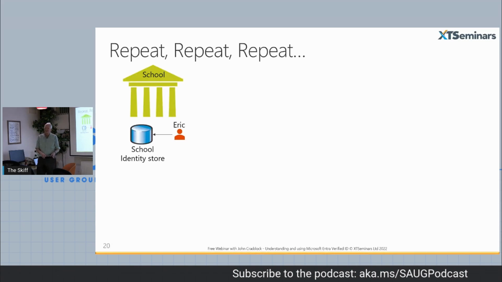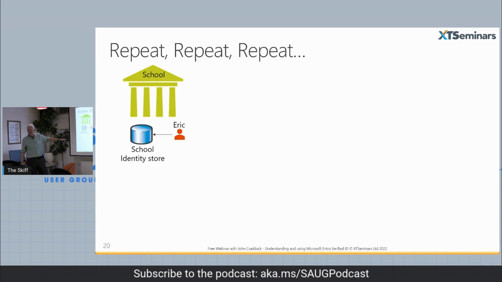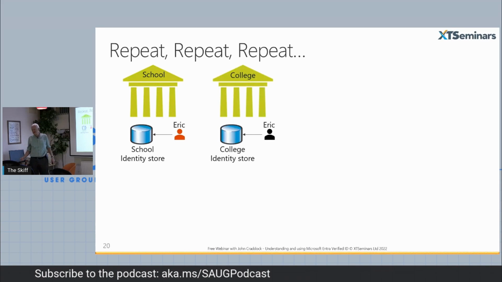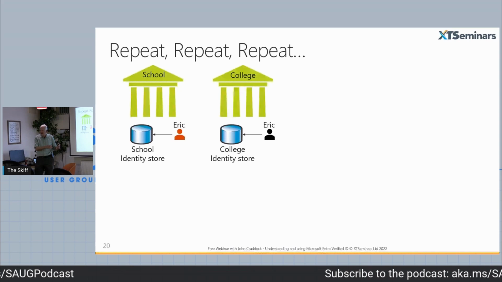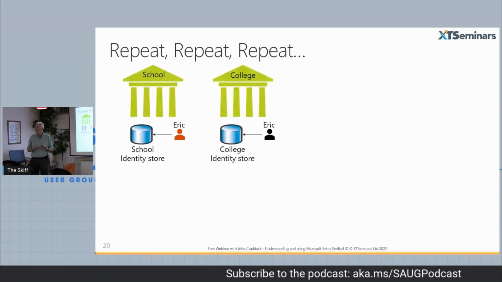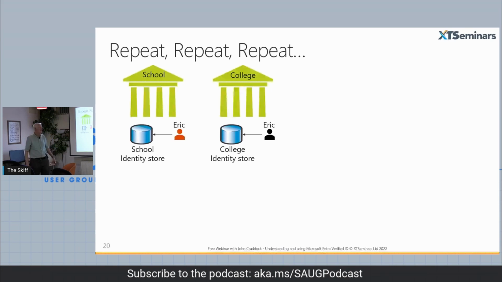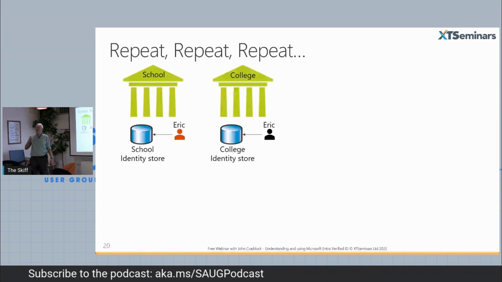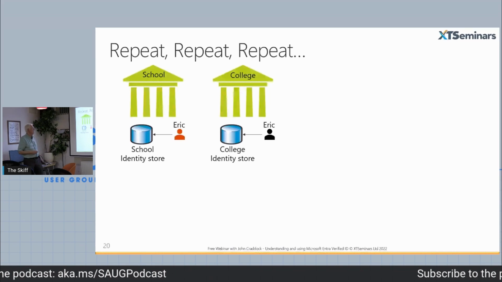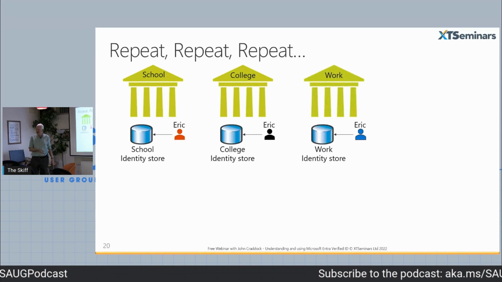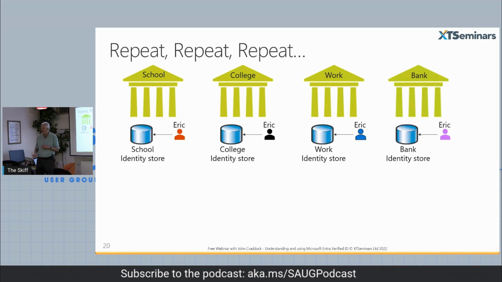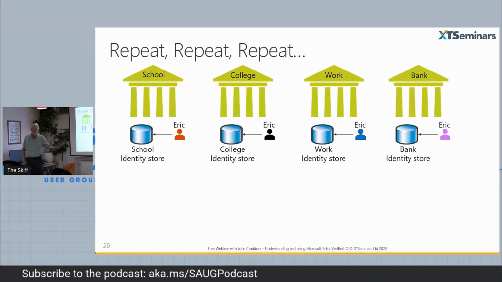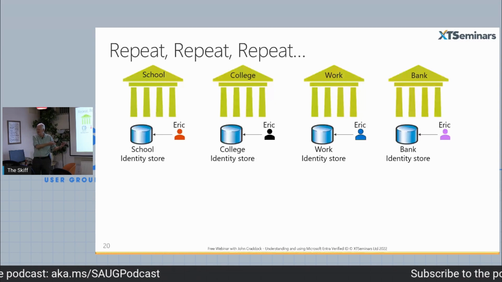Then he does his exams. Where's that information? In that identity store. Then he goes to college, and suddenly he's going through this whole process again. And he needs to have proof that he passed his exams. All right, well, how's that done? Probably paper, presenting some form of document. And then he goes to work and exactly the same process. And then you go to a financial institution, exactly the same process. You go to another bank, another savings society of some kind. Again, exactly the same process.